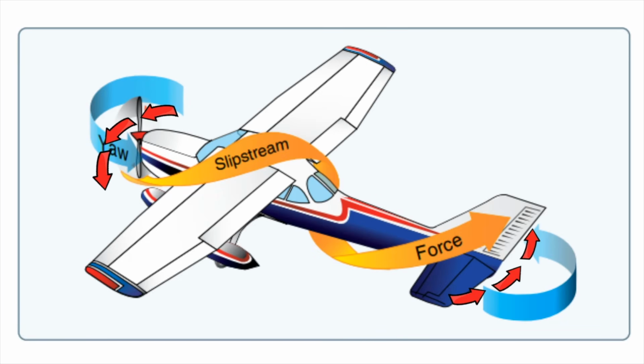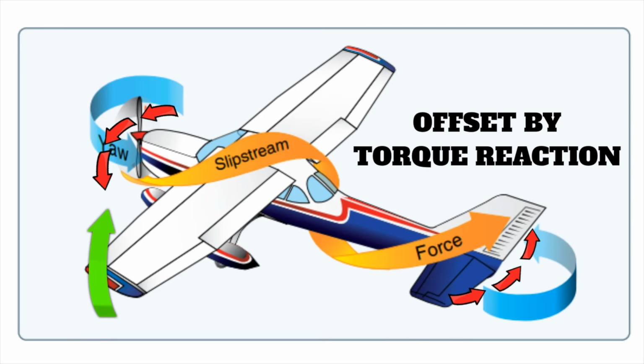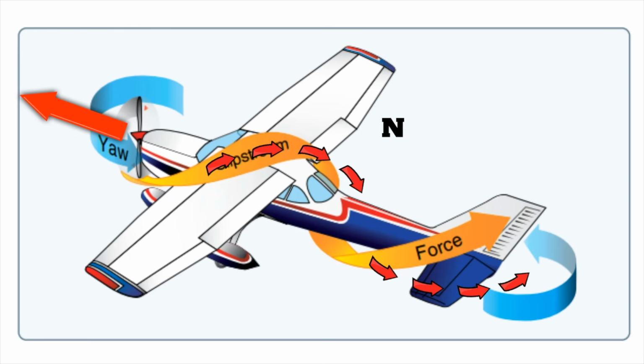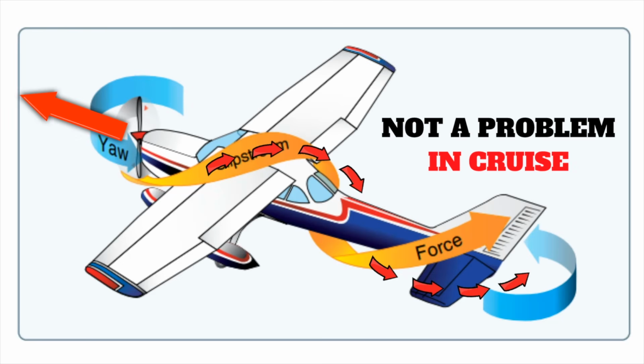Now, this spiraling air does kind of try to roll your airplane to the right as well, but this is completely negated by torque reaction, which is why most airplane engines turn this direction. This allows the corkscrew effect to help offset the torque reaction. Now, it's important to note that as airspeed increases, the spiraling slipstream also gets longer, and at some point, the slipstream no longer hits the tail. This is why the corkscrew effect isn't really a big deal during cruise. It's mainly only a problem at slow airspeeds and high power settings.